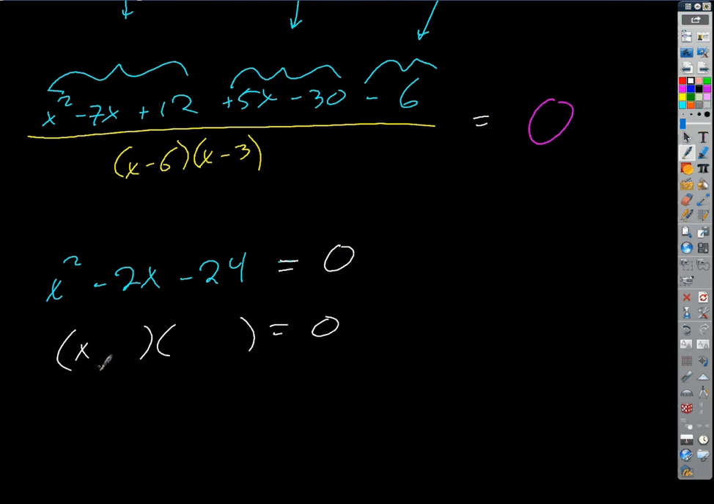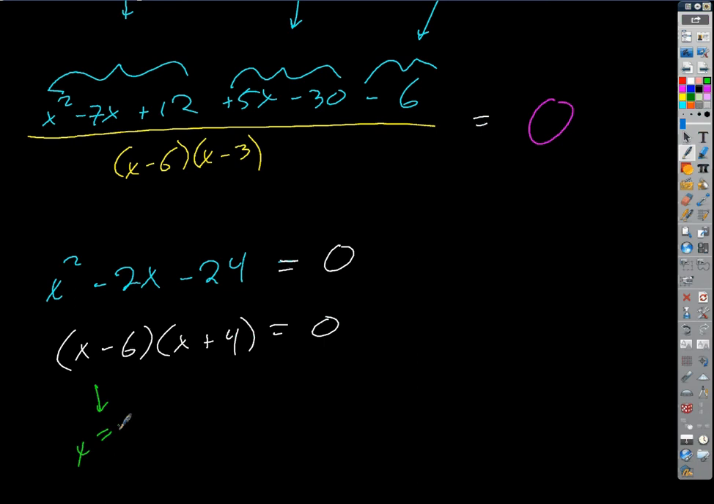Say it again. It's got to multiply to negative 24 and add to negative 2. Okay, x minus 6, plus 4. So what are my solutions then?